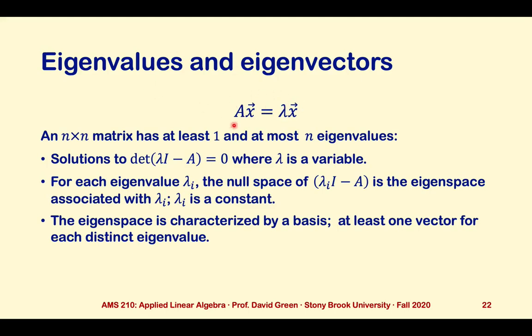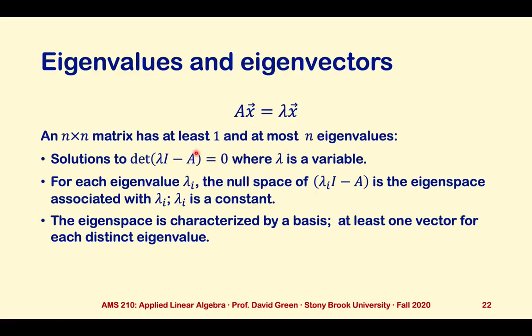Eigenvalues and eigenvectors are scalars lambda and vectors x that satisfy this relationship for a matrix A: A times the vector x gives a scalar multiple of x. A scalar and vector that satisfy this are eigenvalues and eigenvectors of the matrix A. This only applies to square matrices, and for an n by n matrix, we will always have at least one and at most n eigenvalues.